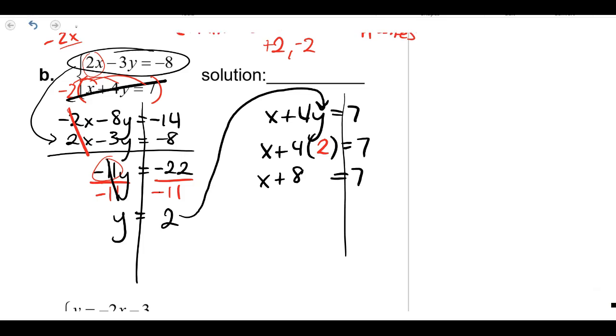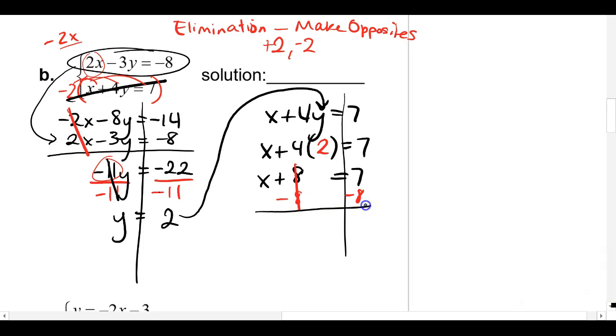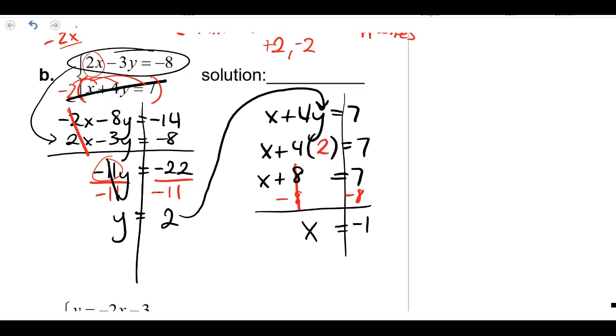And remember, we want x by itself, so we have to get rid of this 8 on this side. I'll subtract 8. I do it to this side and this side. That cancels out. And now we are left with x. And then we have 7 minus 8, which is negative 1. So x is equal to negative 1.